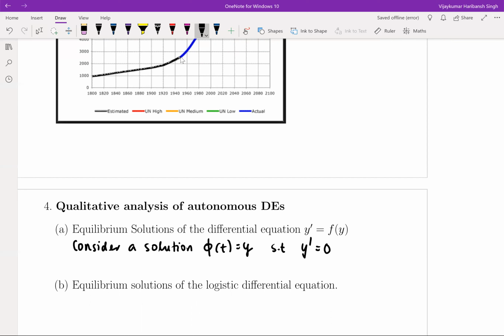So either this happens or you get f of y is 0, right? So these are called equilibrium solutions. The idea behind the word equilibrium is that you are kind of stabilized at the equilibrium solution, right? Because the derivative is 0, you are neither seeing an increase nor you're seeing a decrease.